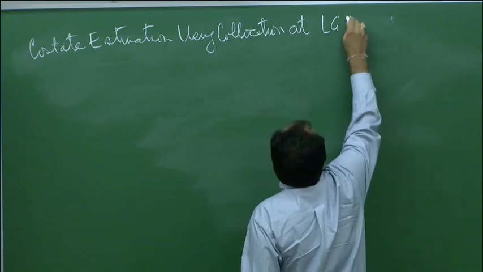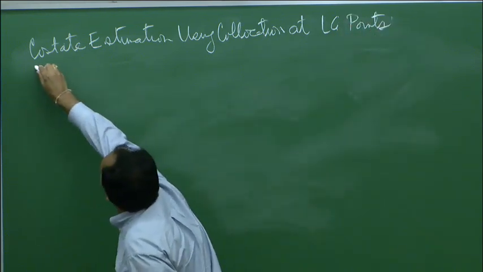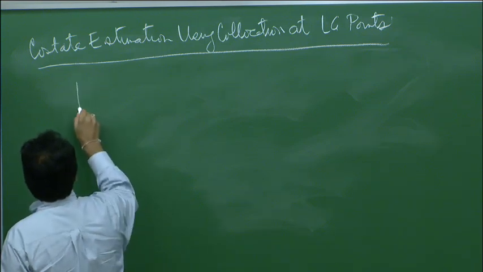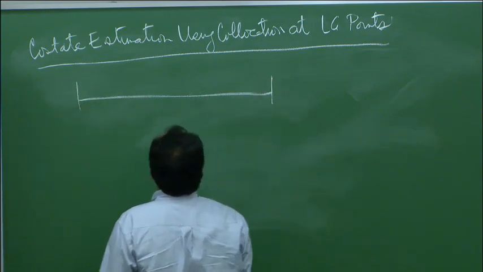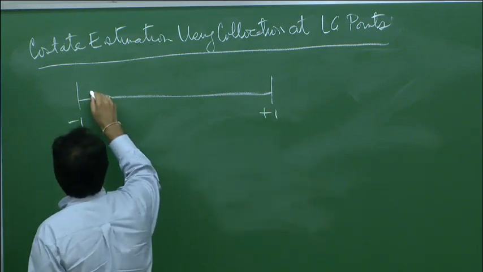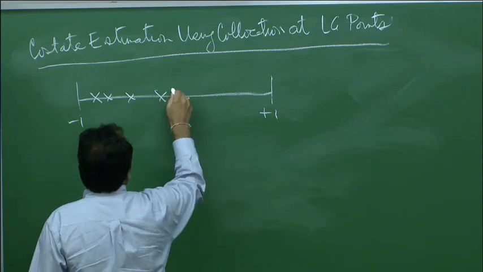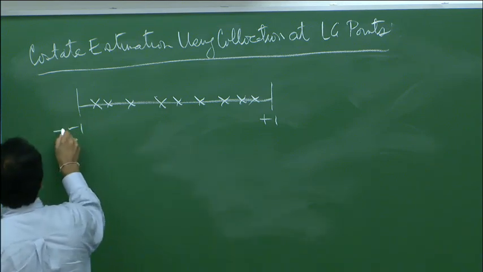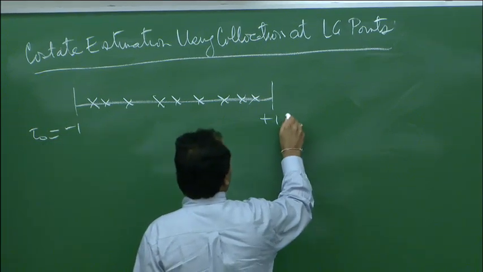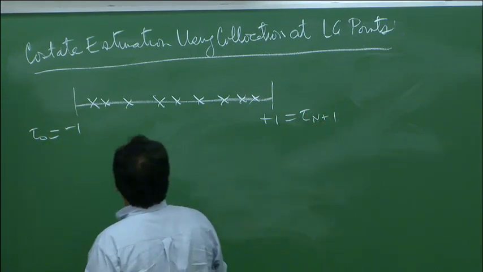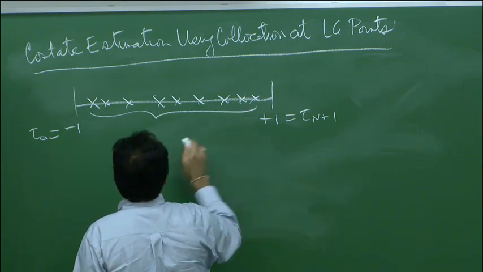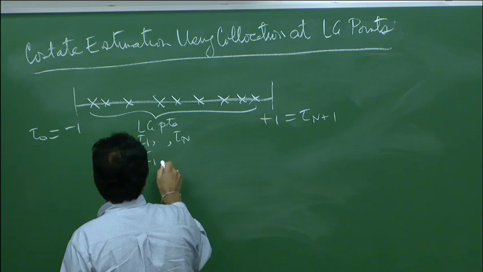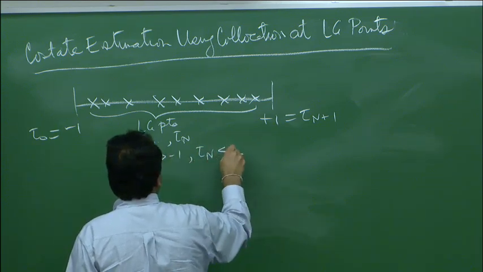So in order to maintain some continuity with the discussions that we had last week, you remember that in the LG pseudospectral method, we start off with a problem where we have this time domain, which goes from -1 to +1. And we have the collocation taking place at these Gauss points, which are on the interval of -1 to 1, but don't include either of the endpoints. So we define tau 0 to be -1. We define tau n plus 1 to equal +1. And then the points in between are the LG points, tau 1 to tau n, where tau 1 is greater than -1, and tau n is less than +1.